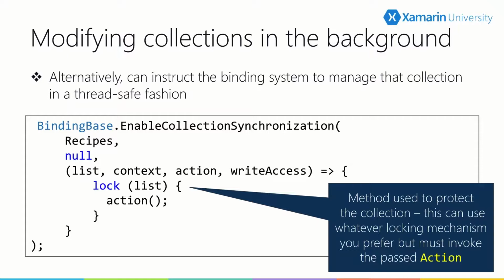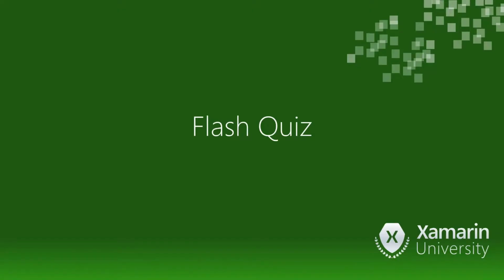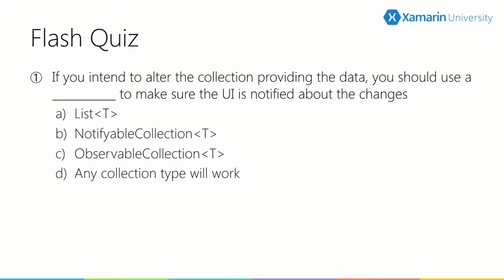Let's do a little flash quiz. Question number 1. If you intend to alter the collection providing the data for a list view, you should use what exactly to make sure the UI is notified about the changes? Is that A, a List of T, B, a NotifiableCollection of T, or C, an ObservableCollection of T, or D, is it just that any collection type will work?